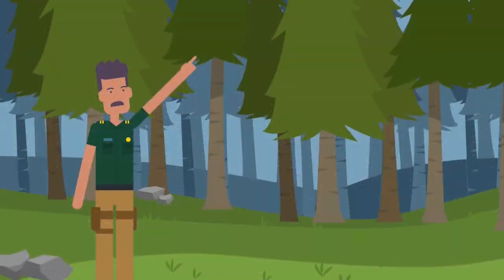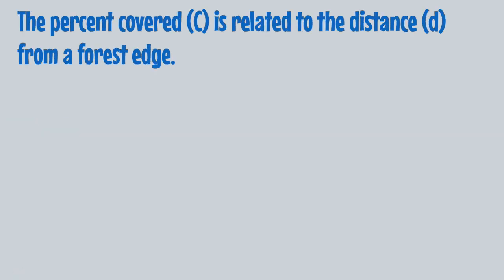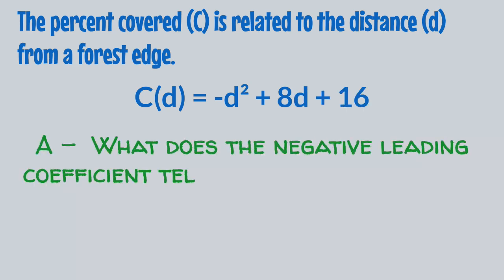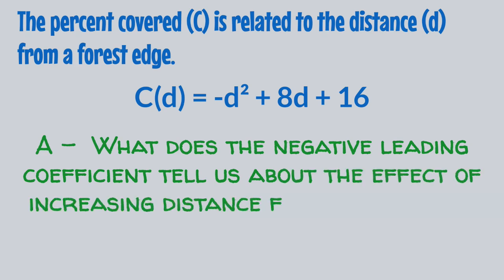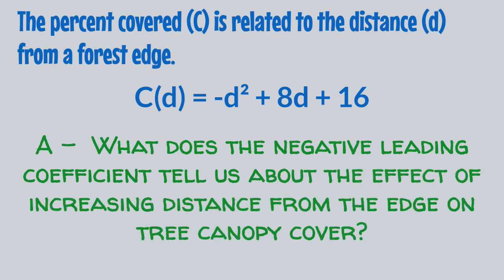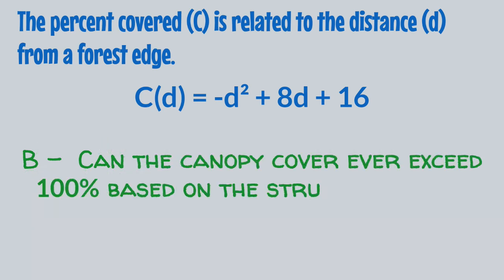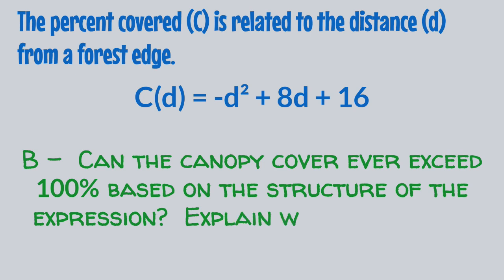The percentage of ground covered by tree canopy is related to the distance from a forest edge. Bryce said that scientists believe the relationship could be modeled by a quadratic function. The function is given by C of D equals negative D squared plus 8D plus 16. What does the negative leading coefficient tell us about the effect of increasing distance from the edge on tree canopy cover? Can the canopy cover ever exceed 100% based on the structure of the equation? Explain why or why not.